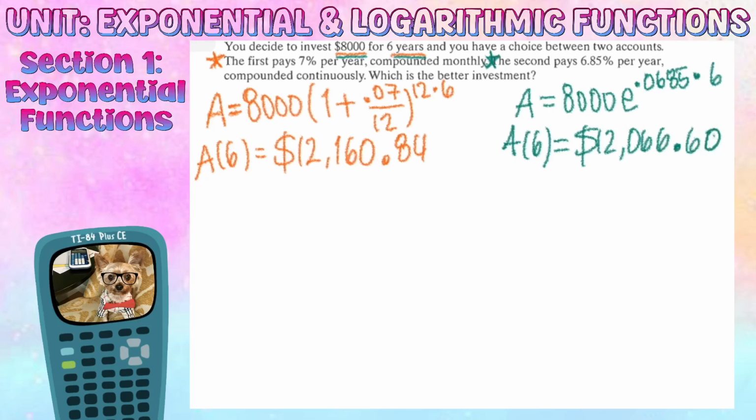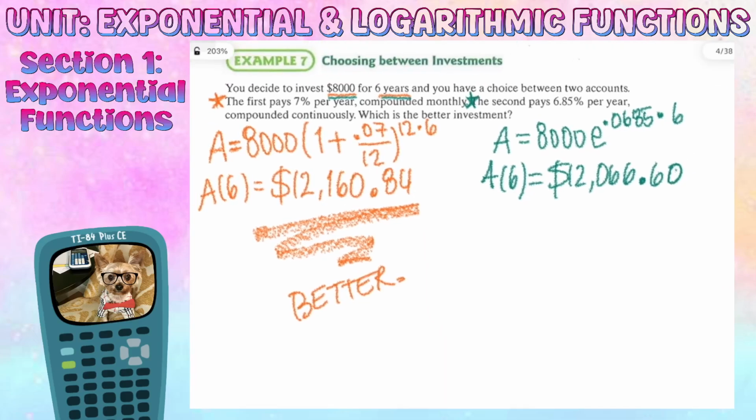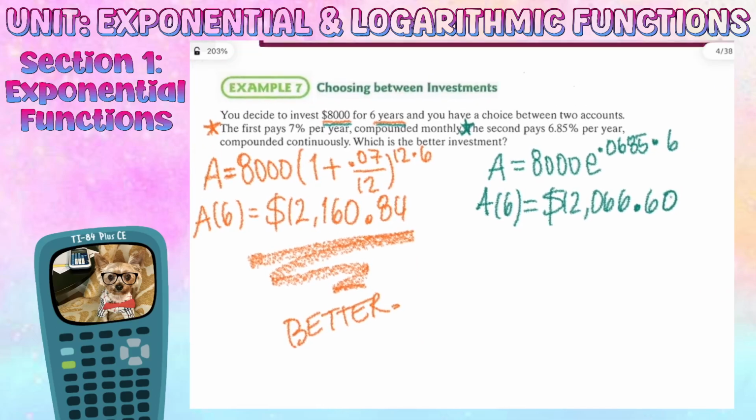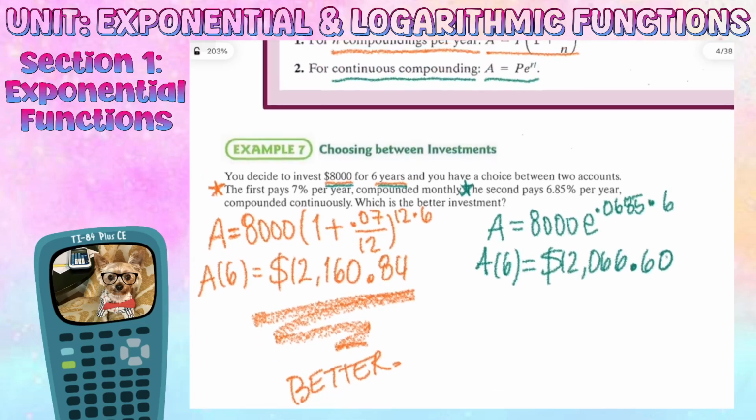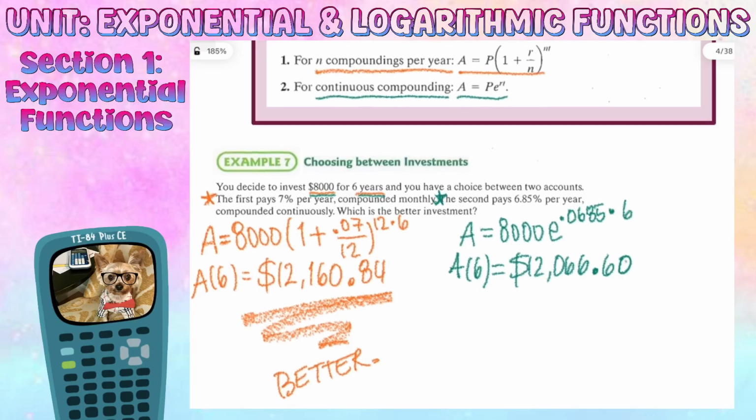So which one is the better investment? The better investment is, in this case, the first account. Is it a lot better? I mean, I wouldn't say it's a lot better, but it's better, right? So there you have it. That's the end of this example.